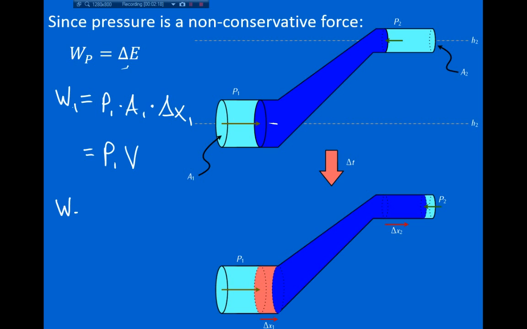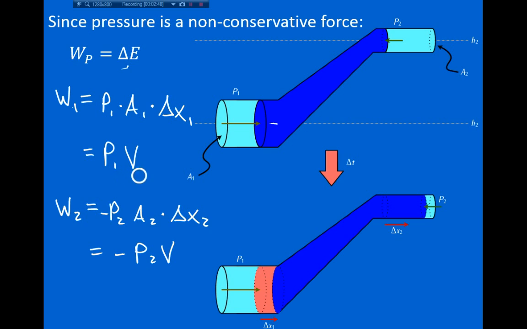Similarly, the work that's done in the top part of the pipe over here, now we got to be a little bit careful about this. So this pressure up here is going to be opposing the motion of the water. So the water is flowing to the right, and this force is pushing towards the left. So the work that's done by this pressure is going to be negative. But it's going to be the same thing. So it's going to be negative P2 times A2 times delta x2. And similarly, we can write this as minus P2 times V.